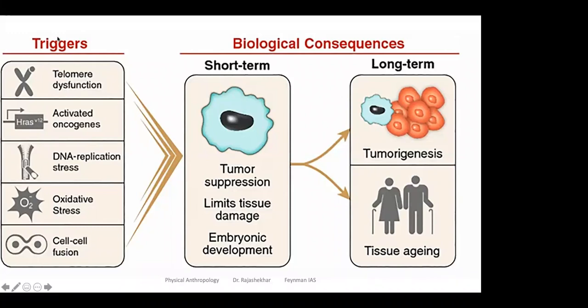So here, what did we learn? What triggers the senescence process? What are the short-term benefits of senescence? What are the long-term outcomes of the senescence process? And the key aspect we are focusing on here is aging.